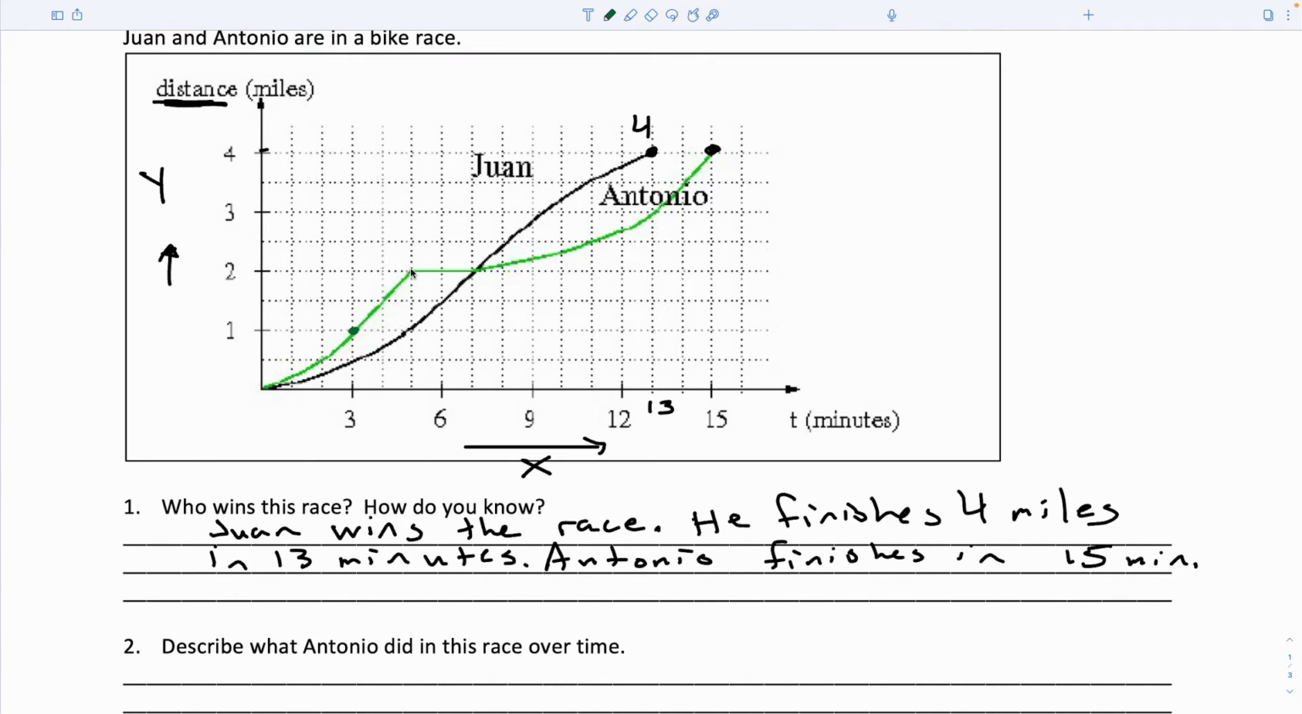He's going to keep going, and he's winning. He's at the 2 mile mark. Antonio's, or Juan is lagging behind. He's the black line. So Antonio's green. He's doing really good for half the race.